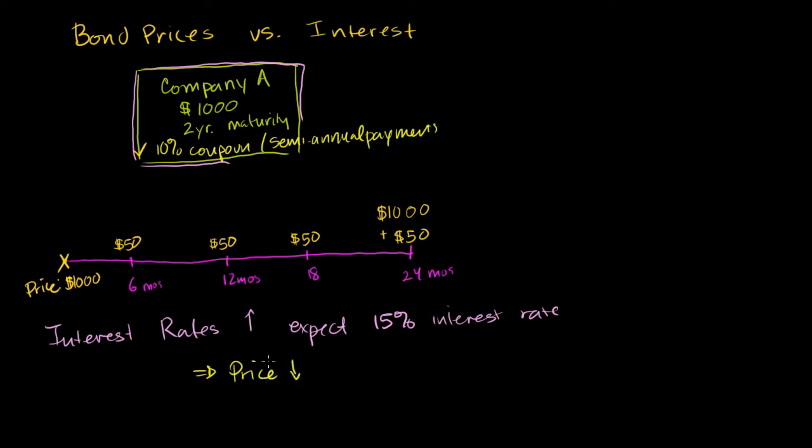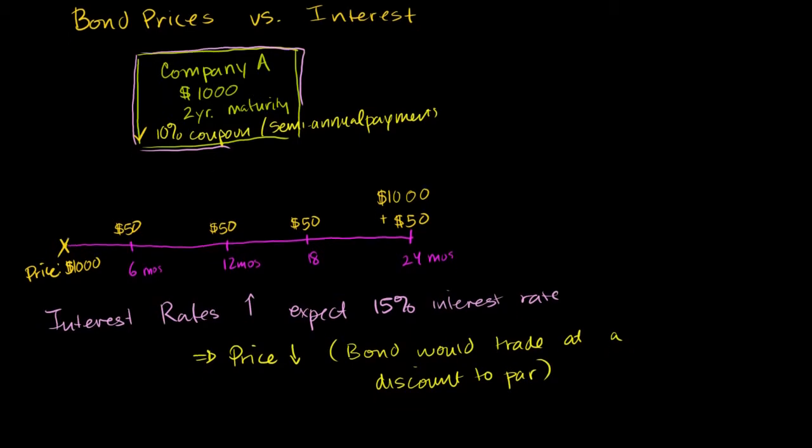Or you could essentially say that the bond would be trading at a discount to par. Bond would trade at a discount to par.